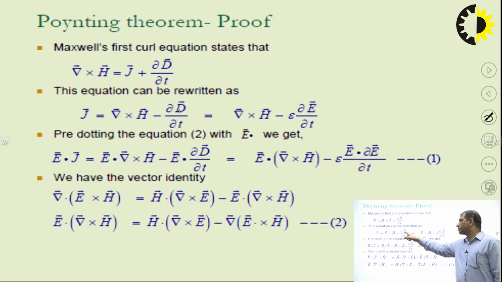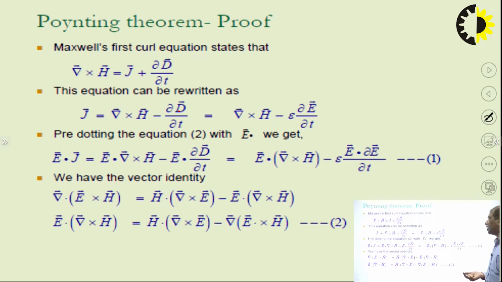Since epsilon is a constant quantity, we can take that epsilon outside the derivative. So J will be equal to del cross H minus epsilon dE over dt. This is our Maxwell's fourth equation. Now let us take the dot product of this equation with E from both sides.